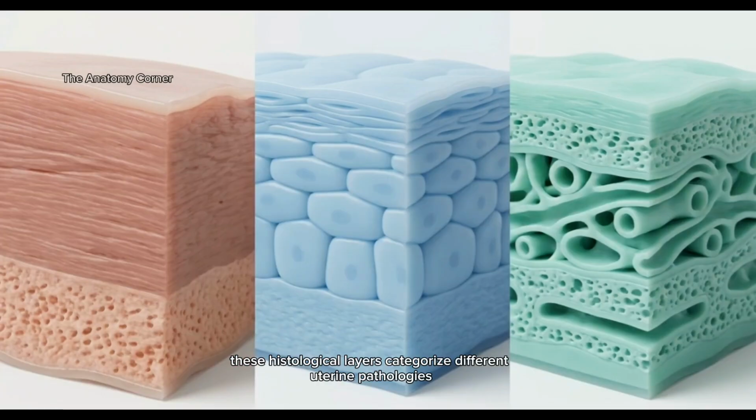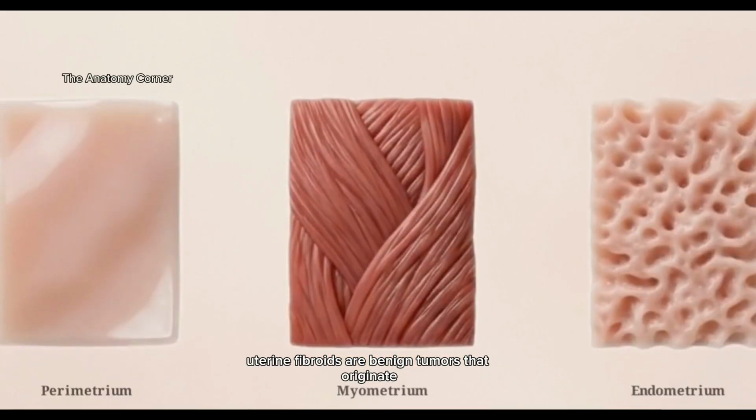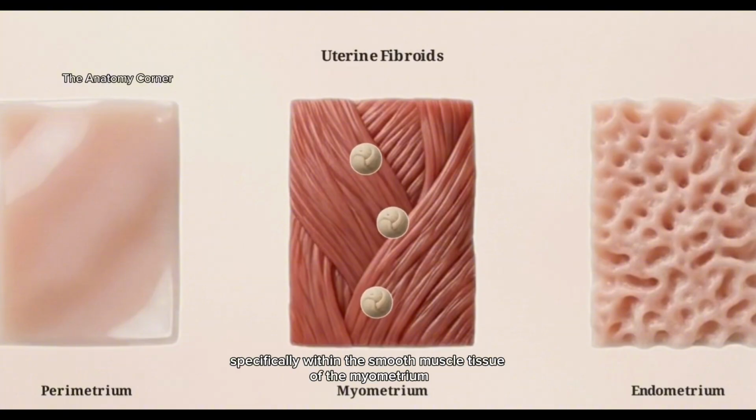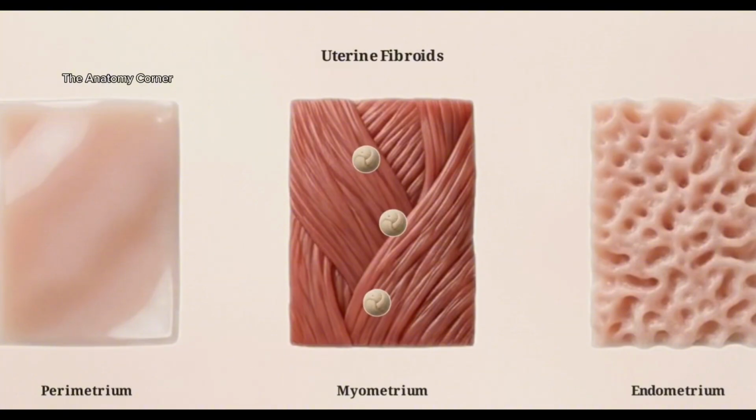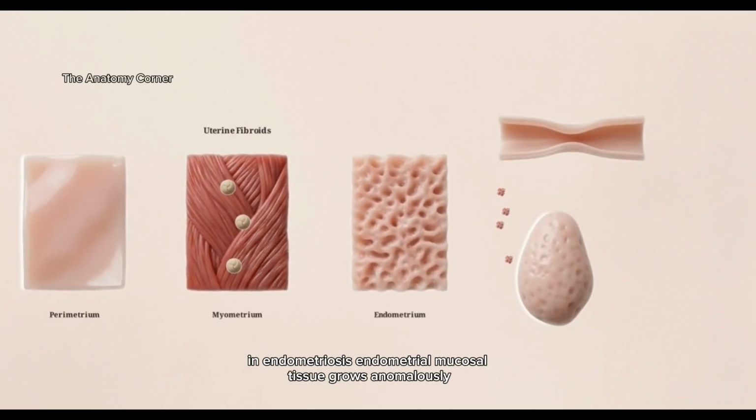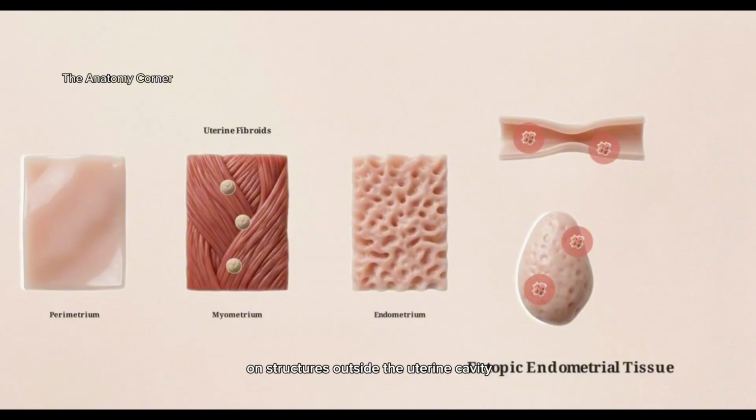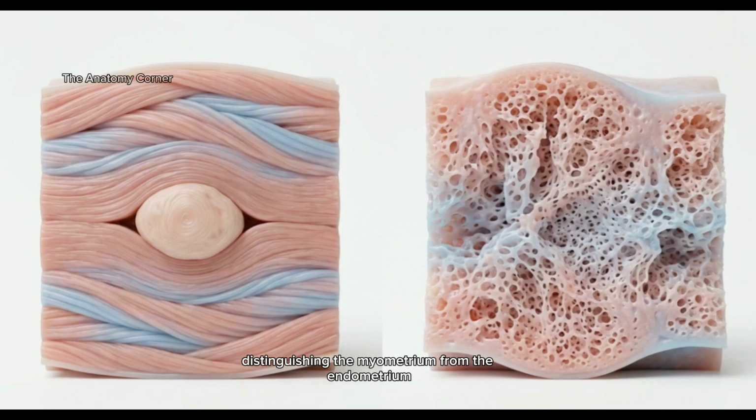These histological layers categorize different uterine pathologies, beginning with uterine fibroids. Uterine fibroids are benign tumors that originate specifically within the smooth muscle tissue of the myometrium. Endometriosis involves a different layer of the uterine wall. In endometriosis, endometrial mucosal tissue grows anomalously on structures outside the uterine cavity, such as the ovaries or tubes. Distinguishing the myometrium from the endometrium provides the diagnostic framework to separate muscular fibroids from mucosal endometriosis.